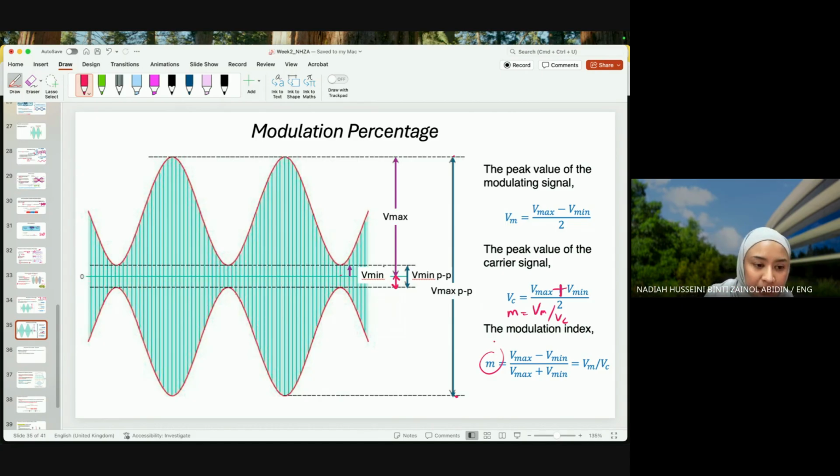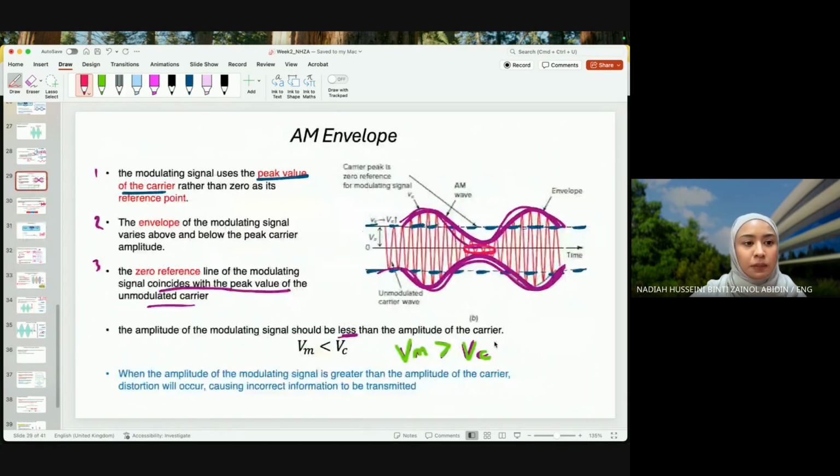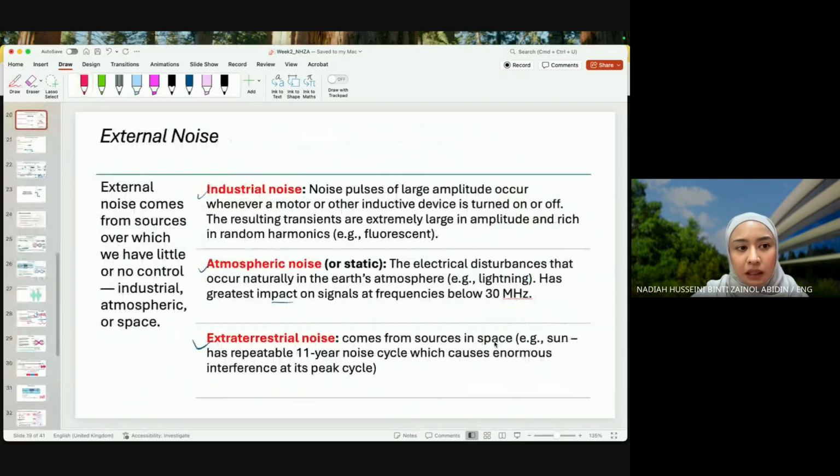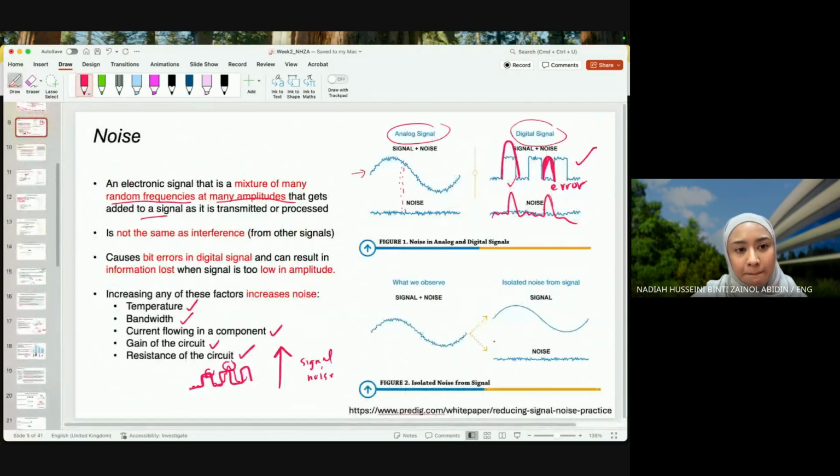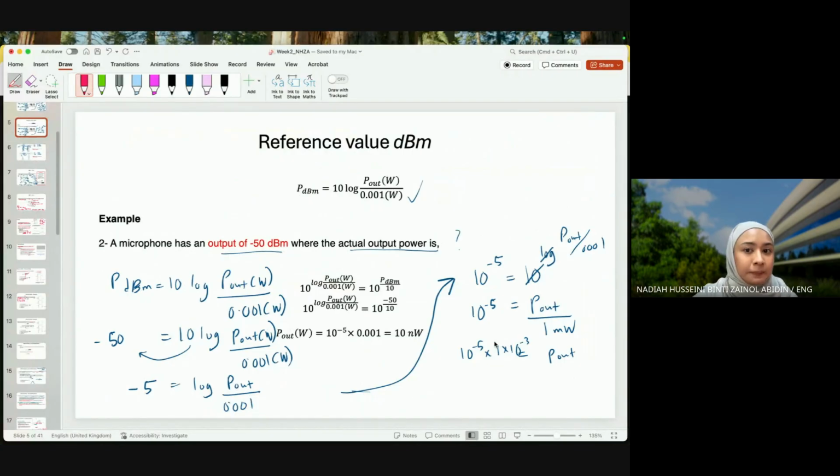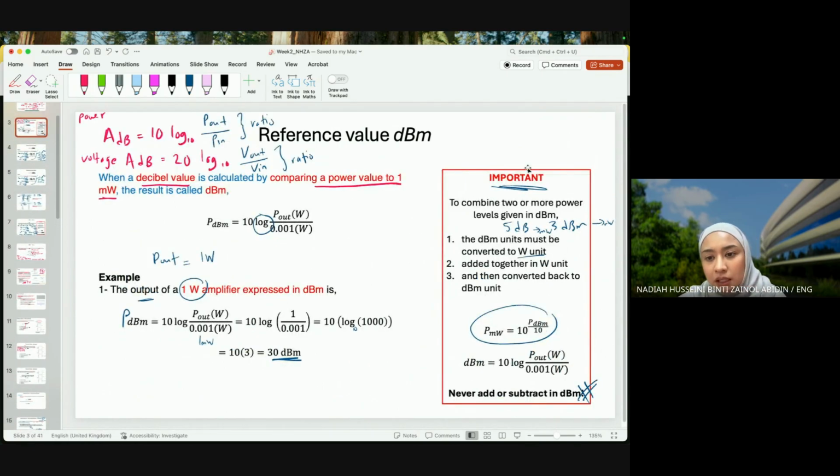Okay, so that is the last slide for today. Let's do a little recap and talk about what we covered today. We talked about dBm. Important message: dBm needs to be converted to milliwatt, and then you add the values in milliwatt or watt, and only then do you convert back to dBm.